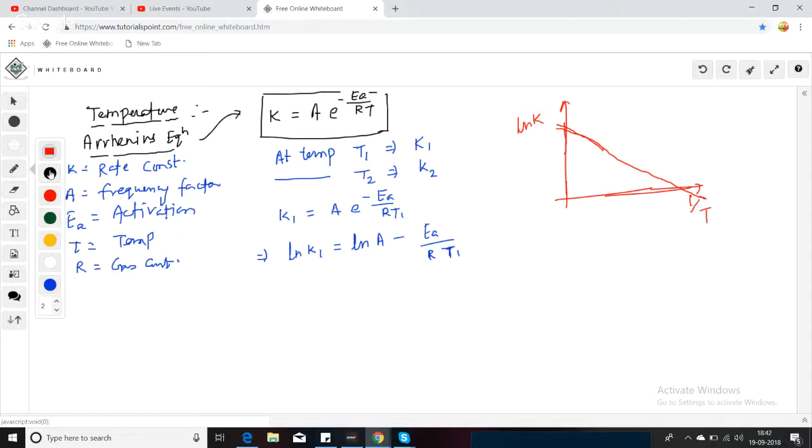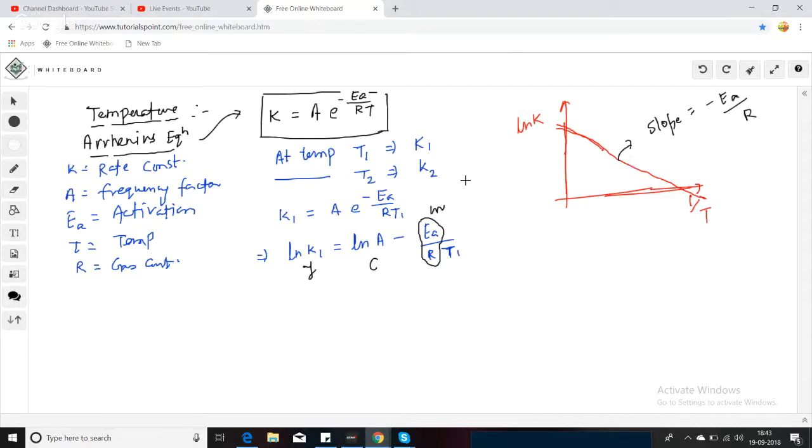Now in this you see, this one is y. ln k is y. What is m? m is this slope. c is this intercept, and x is 1 by T. Correct? So the slope of this line is minus EA by R. And this intercept is ln A.